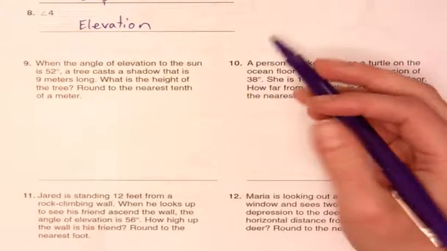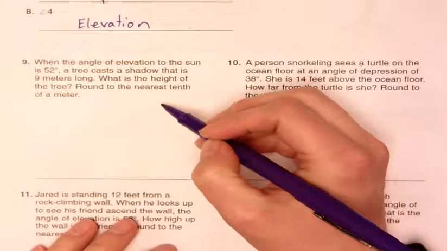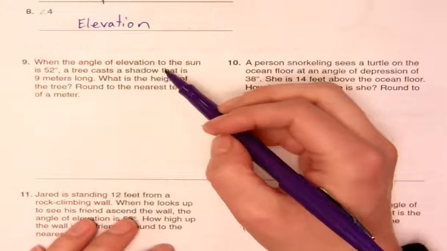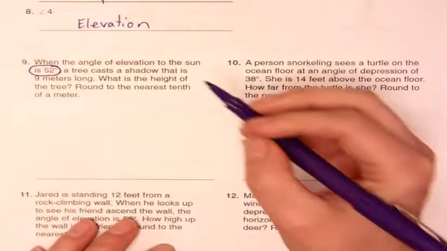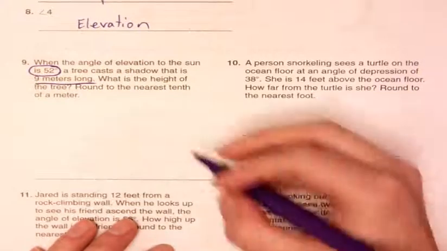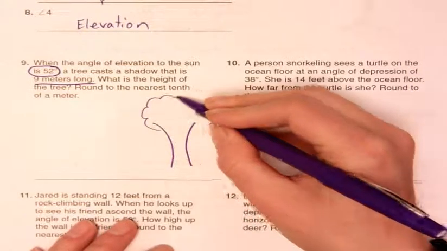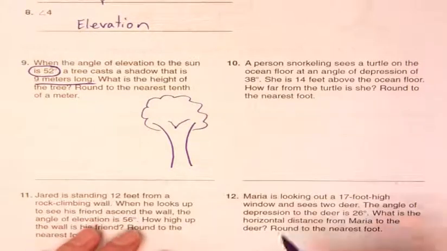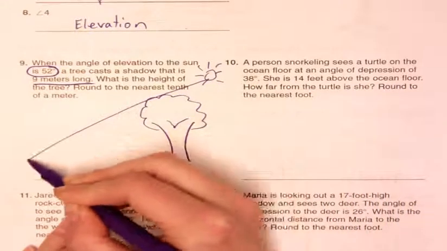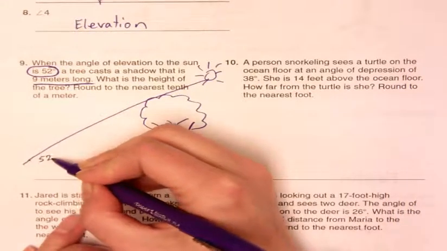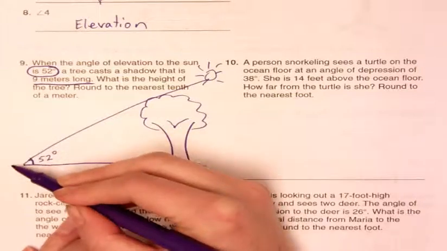Okay, here we go. So this is where it's applied. This is what you guys are going to do after we do these 4 questions. You'll do something similar to this. The angle of elevation to the sun is 52 degrees, and a tree casts a shadow that's 9 meters long. What's the height of the tree? Okay, so we're going to draw a tree. We know the sun's up here, and it's coming down at an elevation of 52 degrees. The reason the angle of elevation is important is it just lets us know it's this bottom angle slanting up.